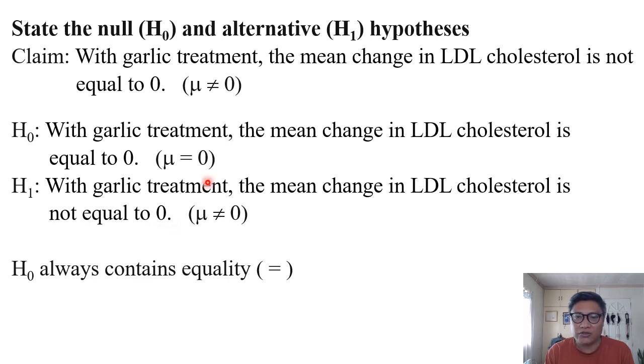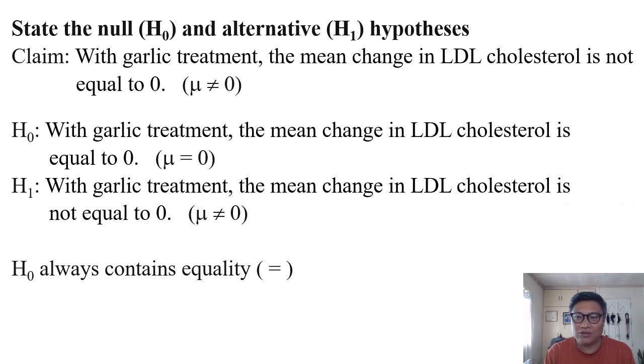Then you have to rewrite your null hypothesis, which is the opposite. So with the garlic treatment, the mean change in LDL cholesterol is equal to 0. So this is your null hypothesis. The claim becomes your alternative because the mean change in LDL cholesterol is not equal to 0. So we want to find out, class, whether 0.4 against 0 is different or not. Now, in hypothesis testing, class, what we are testing is the null hypothesis, not the alternative. Okay, so we already have our null and alternative hypothesis.